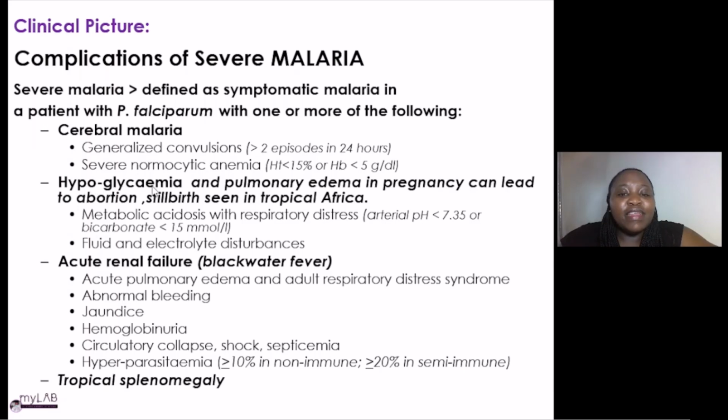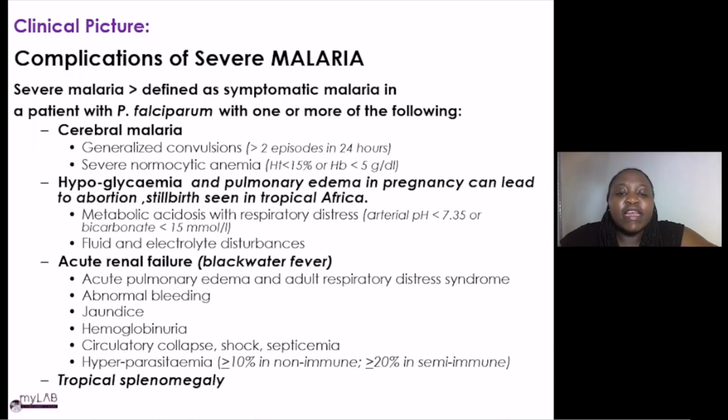Then we have hypoglycemia and pulmonary edema in pregnancy that will lead to abortion and stillbirth, and this has been observed a lot in Africa. And this is characterized by metabolic acidosis with respiratory distress, where the arterial pH is lower than 7.35, that means we are having acidosis, or bicarbonate being less than 15 millimolar per liter, and bicarbonate usually will help us to return the pH to above 7.5. So if it is less, then we are having metabolic acidosis.